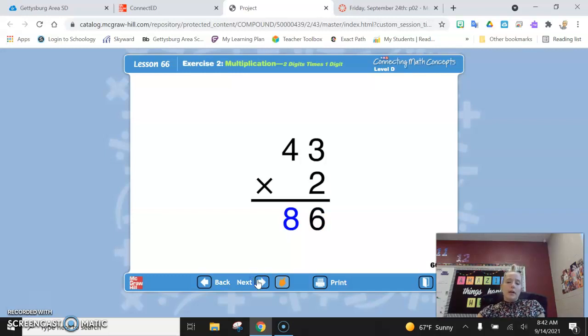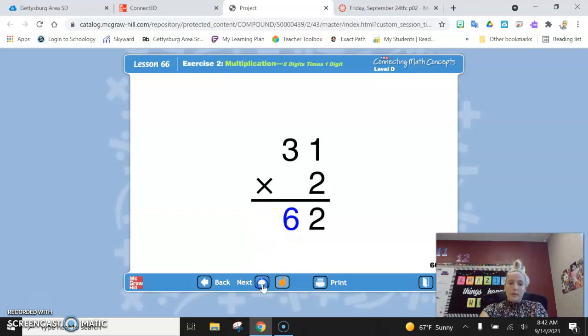Let's take a look at another one. This is 31 times 2. We're going to start in the ones place. What's 2 times 1? Yep, you should say 2. Then we're going to move over to this tens place. 2 times 3 is 6. And your total should be 31 times 2 is 62.